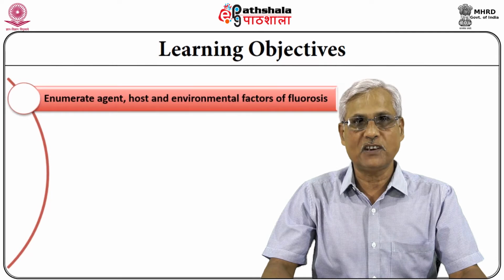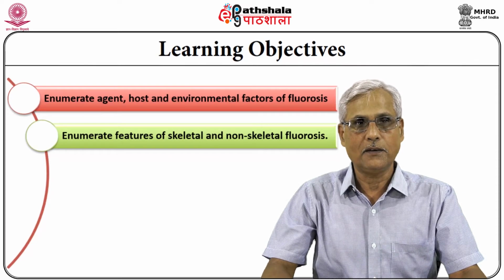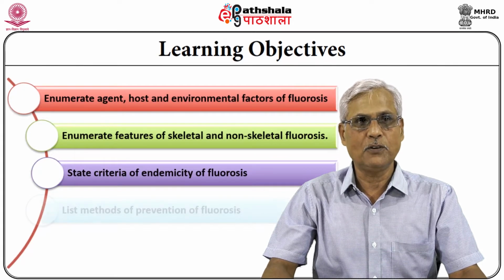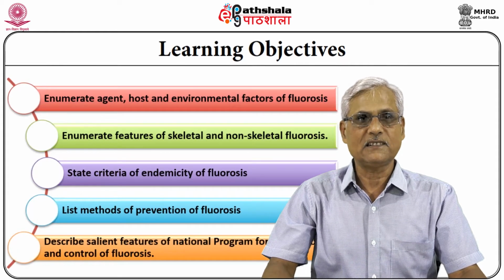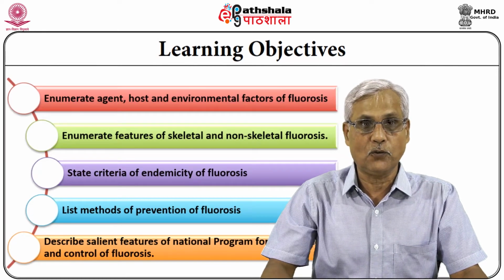enumerate agent, host and environmental factors of fluorosis, enumerate features of skeletal and non-skeletal fluorosis, and state criteria of endemicity of fluorosis. After this, one should be able to list methods of prevention of fluorosis and describe salient features of the National Program for Prevention and Control of Fluorosis.